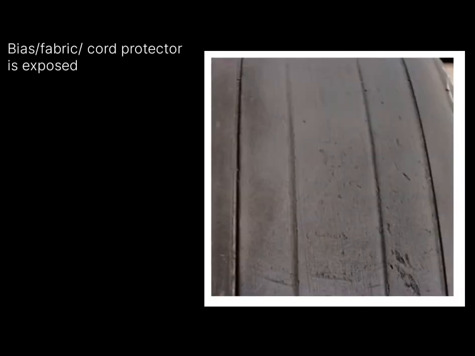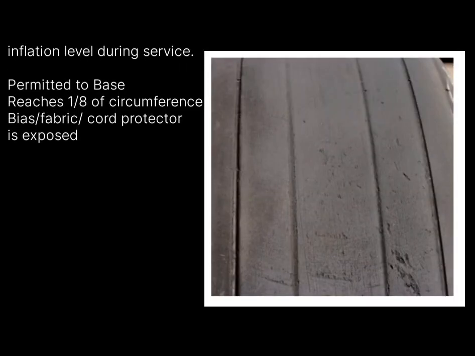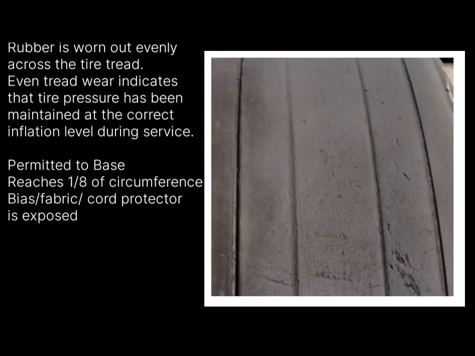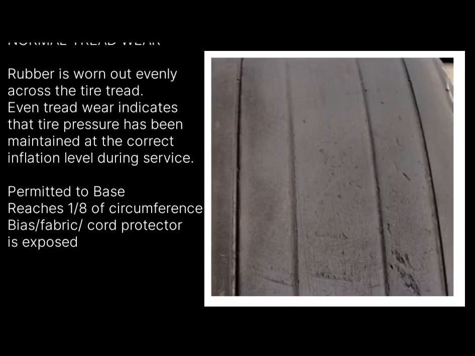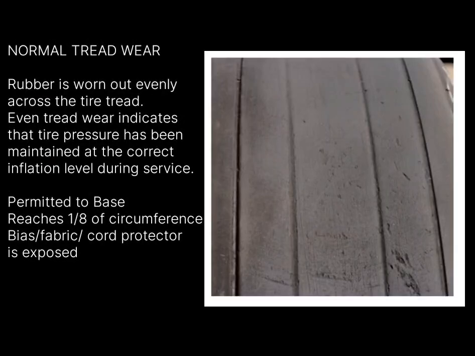Now you can see the first example, the normal wear condition of the tire. When the rubber is worn out evenly across the tire tread, even tread wear indicates that tire pressure has been maintained at the correct inflation level during service. In this scenario, when the wear level reaches the bottom of the groove, or up to 1/8 of the circumference, then the wheel assembly needs to be replaced. Or if reinforced fabric is exposed to the atmosphere, then also you have to replace the wheel. If an aircraft is at an outstation, then one landing can be permitted to the base where the wheel change is possible. So this is the condition of normal tread wear.